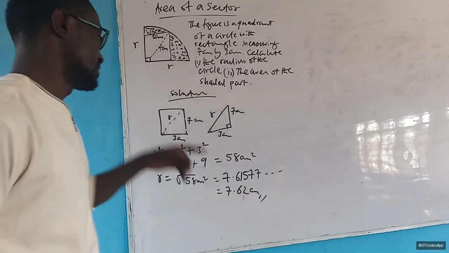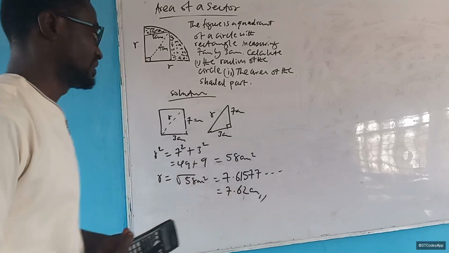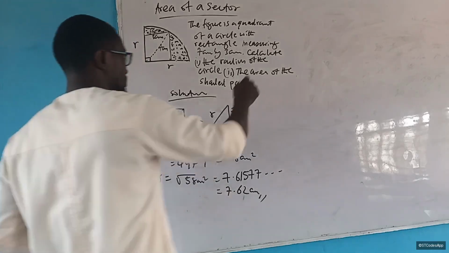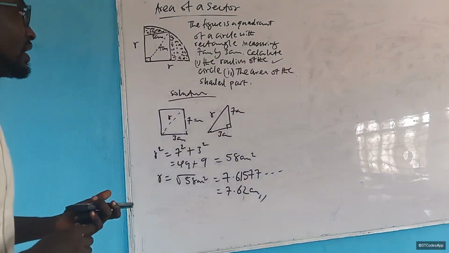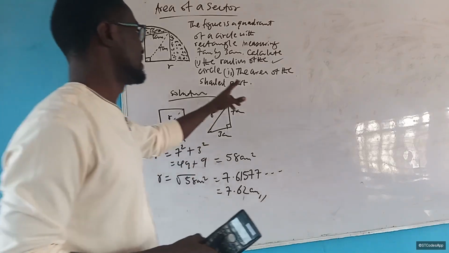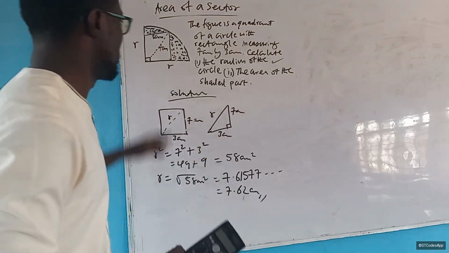So that means that the radius of this circle that we got this quadrant from is given as 7.62 centimeters. So the first part of the question is already solved, which is to find the radius of that circle. Now we are moving to the second part. The second part says to find the area of the shaded part.